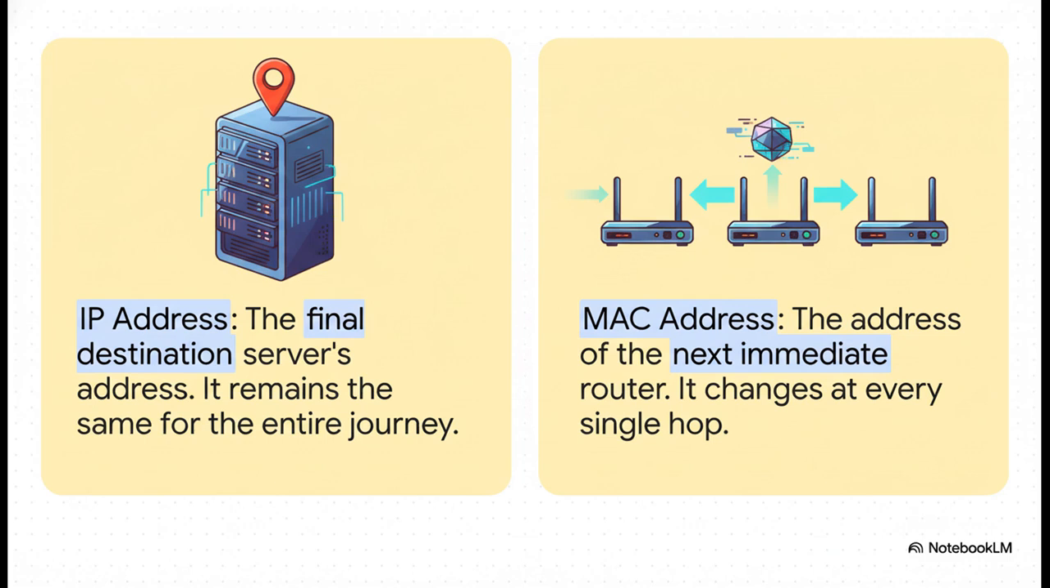Now this part is pretty cool. The data doesn't travel in one big chunk. It's broken up into little pieces called packets. And each packet has two addresses on it. First, it has the IP address. You can think of that as the final destination, the street address of the server. That one never changes. But it also has a MAC address, which is the address of just the very next stop, the next router in the chain.